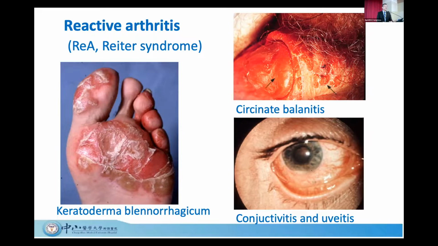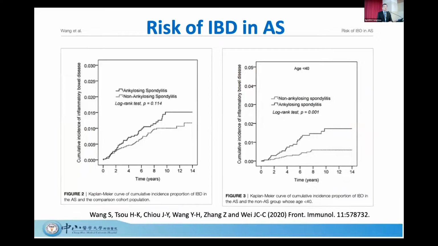In my center, we also look at long-term associations of complications or other comorbidities. We have a database of the National Taiwan Insurance, as you know. You can follow the patient up to 14 years. And we do demonstrate that even in Taiwan, IBD is not so rare. About 2% of patients with AS might have IBD in the future, which is quite high compared to the normal control.